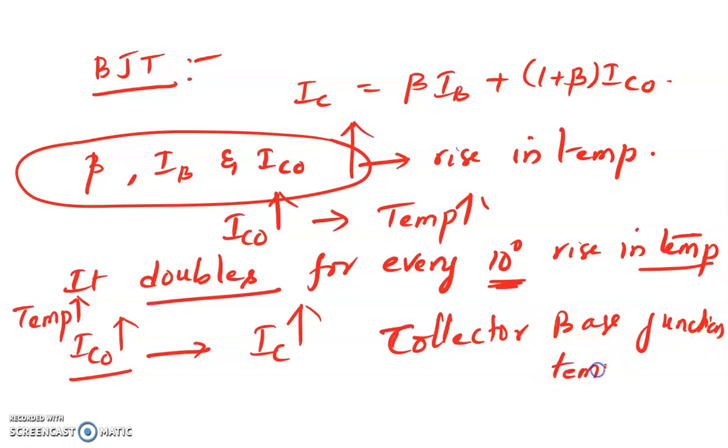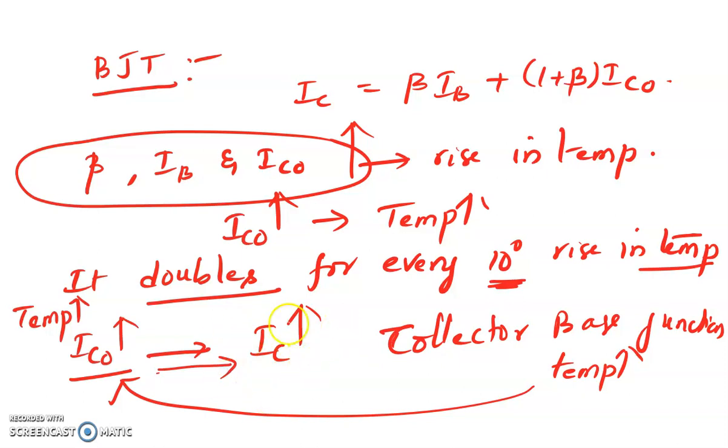The collector base junction temperature also increases. If this temperature increases, ICO increases further, and automatically the collector current IC further increases, so the collector base junction temperature increases. So this is a cumulative process, and this cumulative process leads to a problem called thermal runaway. This occurs in a bipolar junction transistor.